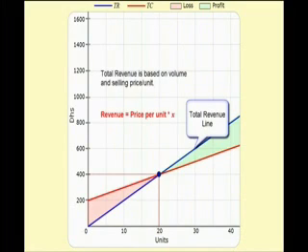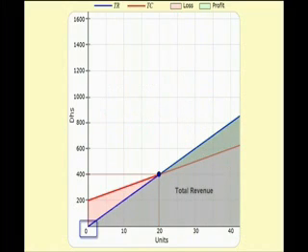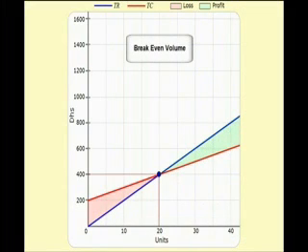The total revenue is a function of the units sold. It is a function of our selling price per unit times the number of units sold. You can see that when we sold no units, we don't have any revenue. So we're at zero. But we go up with a line that has a slope equal to the selling price of the product. Break-even volume is what I want to talk about now.